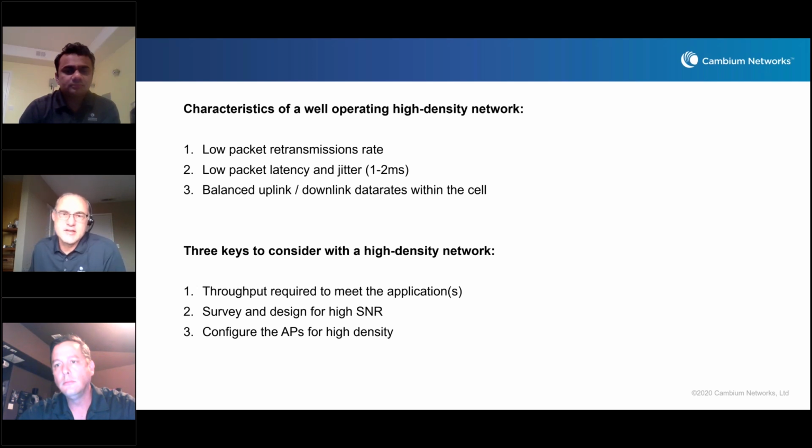Low packet latency and low packet jitter. The jitter could be as low as 1 to 2 milliseconds. Nice consistency, you'll see that in a well-operated network. And then balanced data rates.